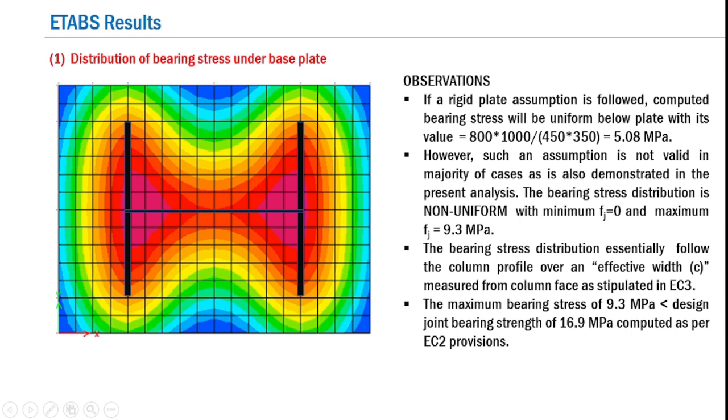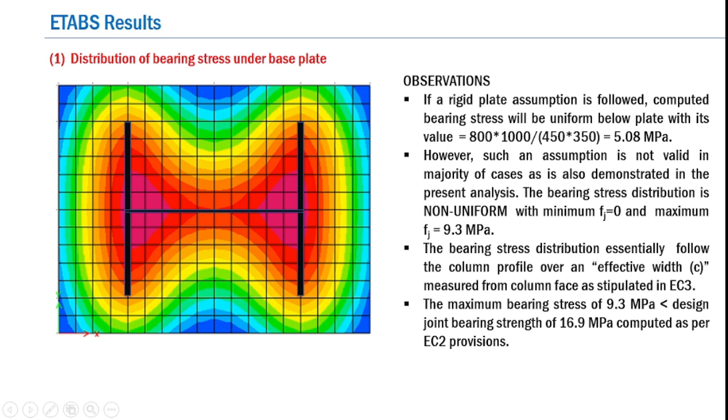But please look at the bearing stress distribution that we obtained from the ETABS. It is not uniform. What does this indicate? This indicates that the above assumption is not valid in the majority of cases. And for our case, as you can see, the bearing stress is non-uniform. I have very clearly indicated over here. And the bearing stress below the base plate varies over a very large range. The minimum value being Fj equal to 0.